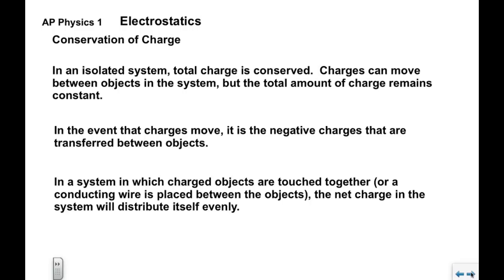In a system where charged objects are touched together, or there's a conducting wire placed between the objects, there's some way for electric charges to move back and forth. The net charge in the system will distribute itself evenly so that it's divided evenly among the objects in question.